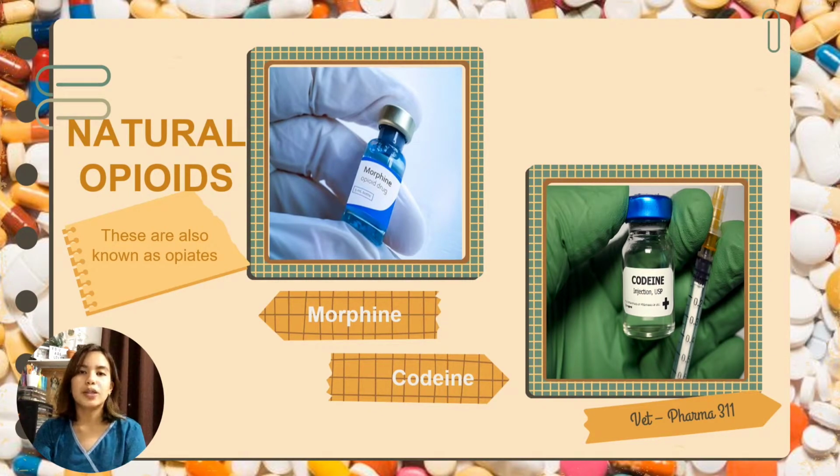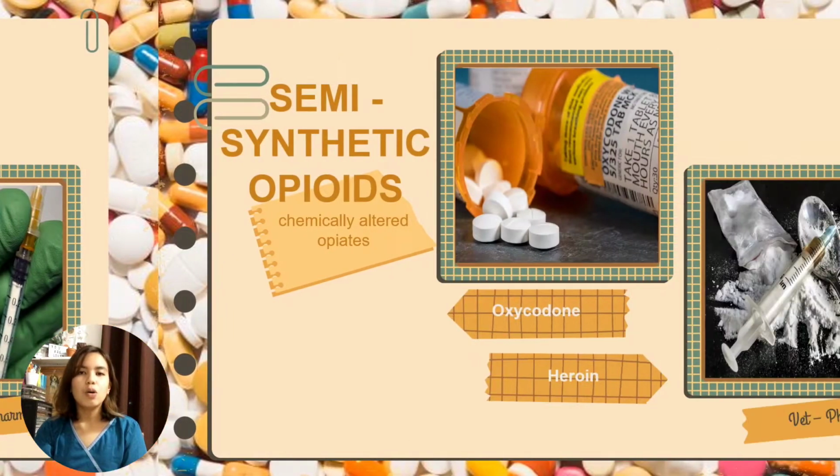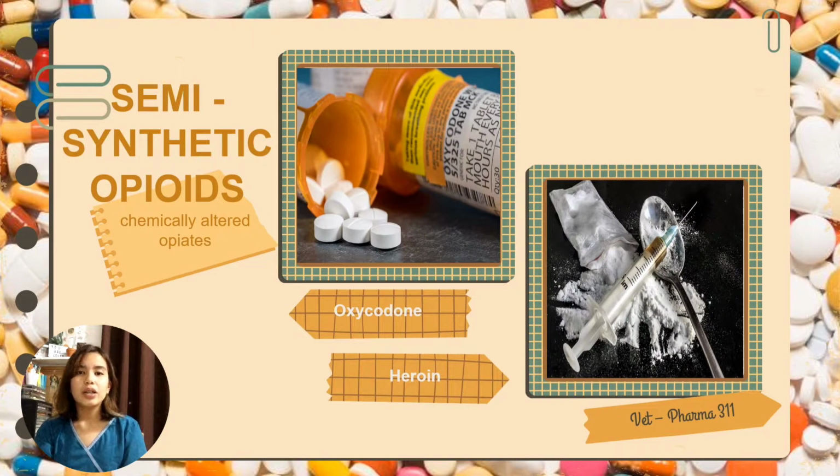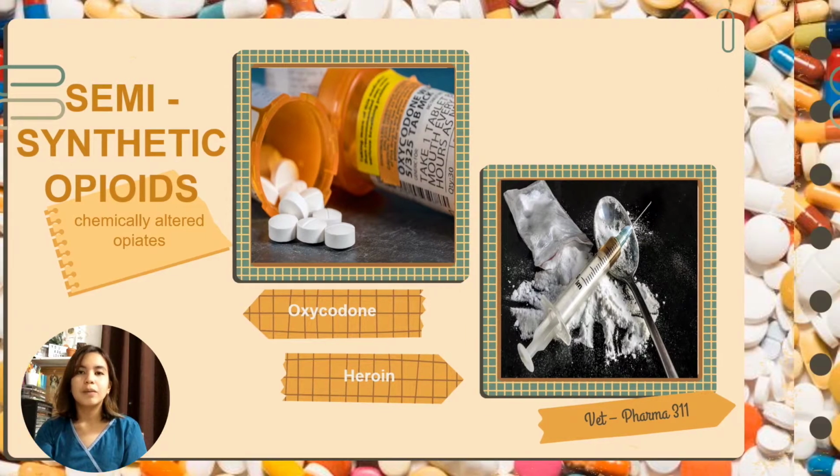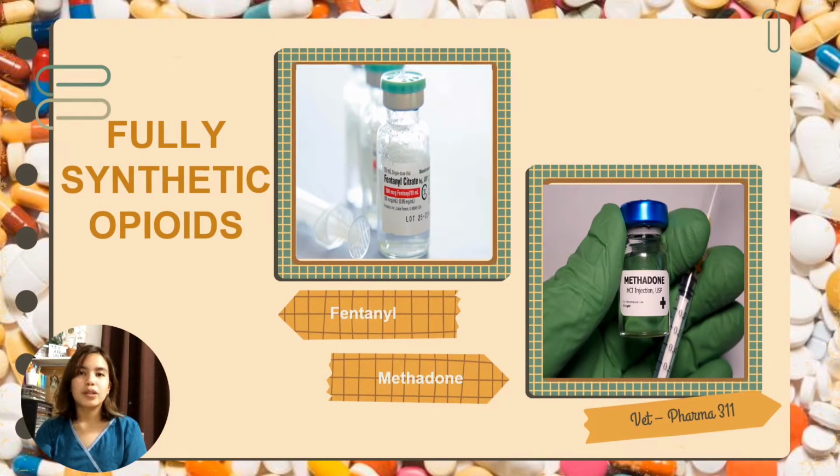Examples of opioids are natural opioids such as morphine and codeine. These are also known as opiates. Semi-synthetic opioids such as heroin, oxycodone, and hydrocodone, which are chemically altered opiates. Fully synthetic opioids such as fentanyl and methadone.